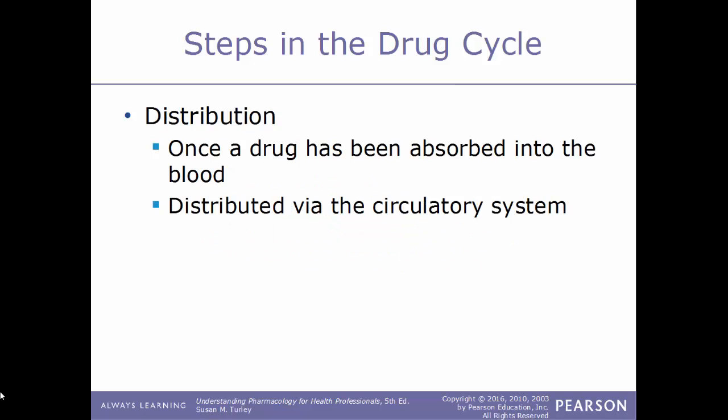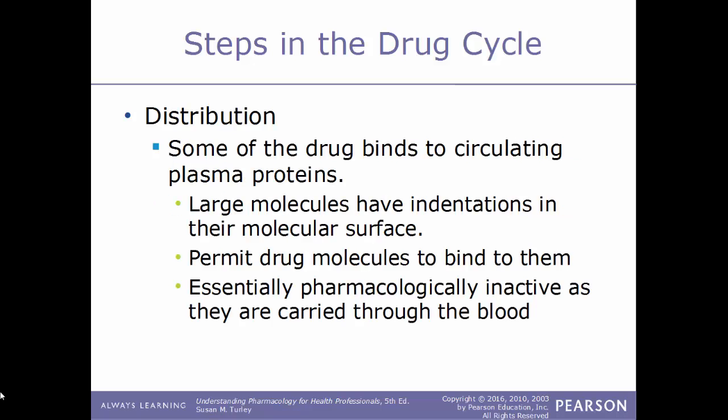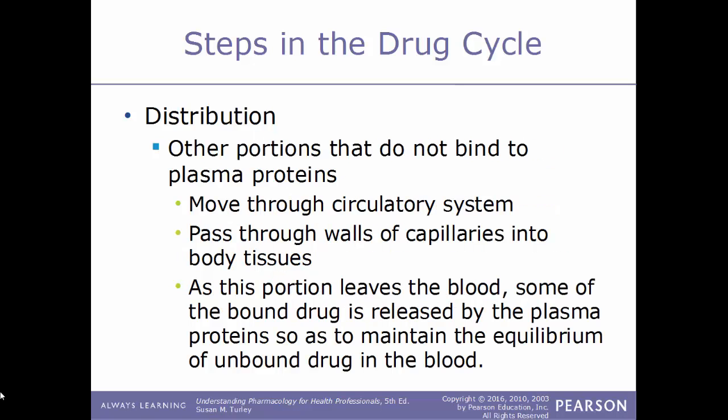Alright, our next step will be distribution. This occurs after a drug has been absorbed into the bloodstream, and the drug is then distributed via the circulatory system. Now, some of the drugs will bind to circulating plasma protein. Larger molecules will have indentations in their molecular surface, and these indentations allow drug molecules to bind to them. And these are essentially pharmacologically inactive, as they are carried throughout the blood. Other portions that do not bind to plasma protein will move through the circulatory system.